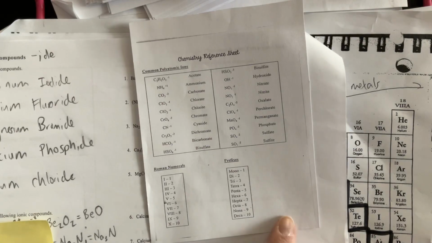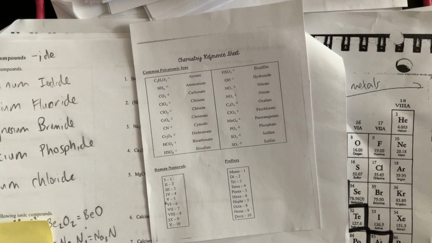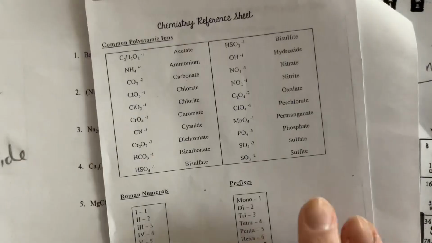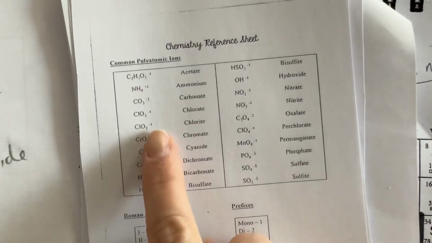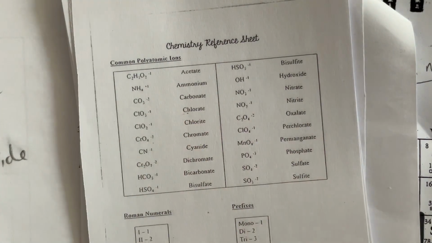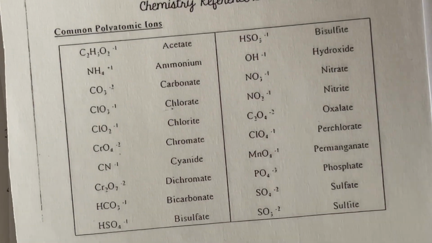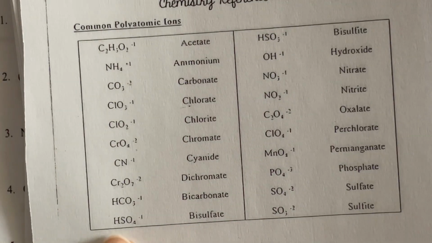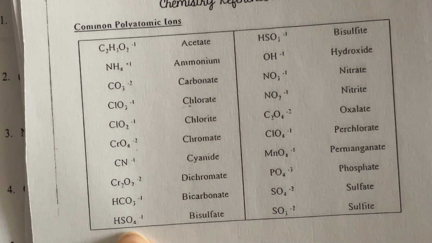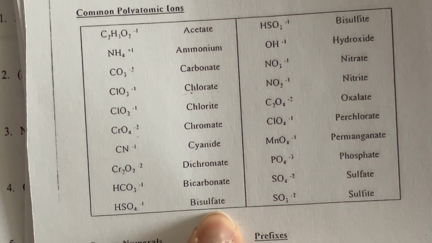Okay, so this little quarter sheet that I'm giving you guys goes over all of the polyatomic ions that we're going to use in this section. These are special, okay? And because they're special, they have special names and special properties. So if you were to see HSO4, that's what we call bisulfate.